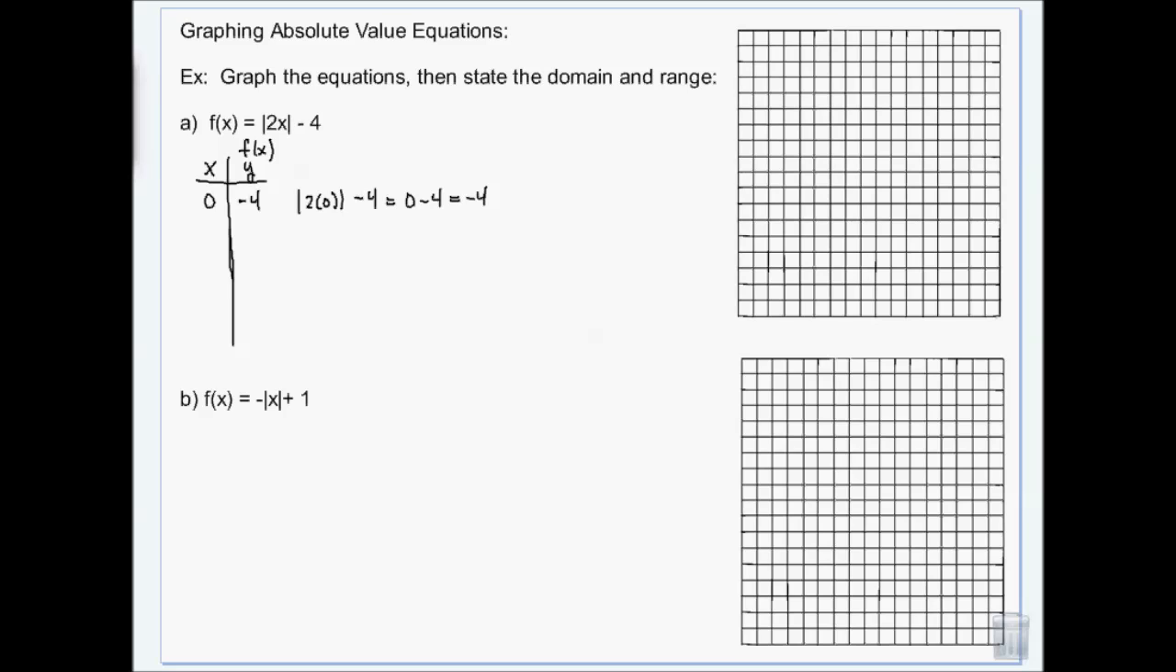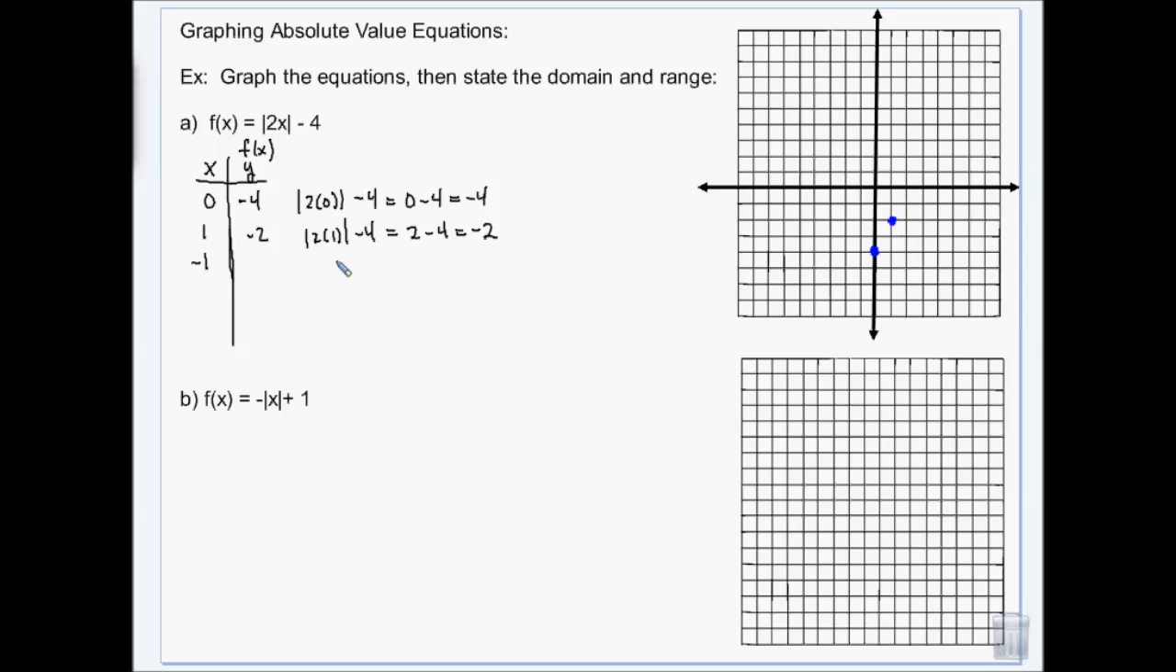Which reminds me, I need to put some axes on our graphs. So just put some axes on there. So if I plug in 1 for x, I get 2 times 1 minus 4, so I get the absolute value of 2, which is 2, minus 4 is -2. And I usually like to, as soon as I get a couple points, go ahead and start plotting them so I can see my shape emerging. So at 0, I'm at -4. At 1, I'm at -2.